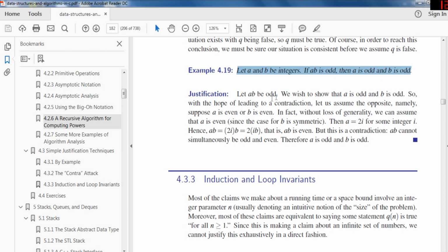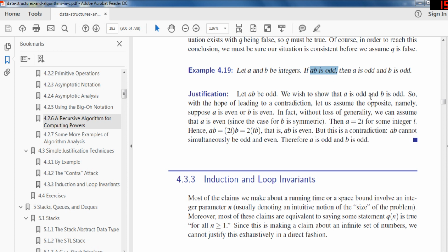So let me just explain it again. A and B are integers, right? If AB is odd, then A is odd and B is odd. I'm guessing we're trying to prove this, right? So how they did it, they let AB be odd, right? So AB is odd, right?